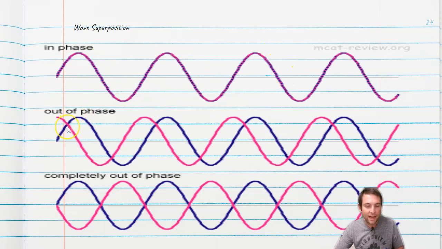Meanwhile, if they're slightly out of phase, then we can see there's separation between these blue waves and the pink waves. This is called a phase difference. If the waves are completely out of phase, then you'll see that they are exactly in the opposite place at the same exact time.